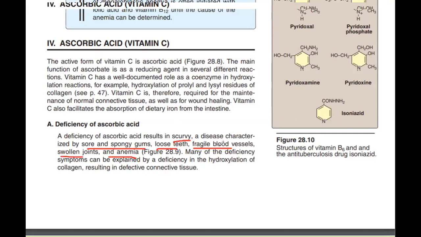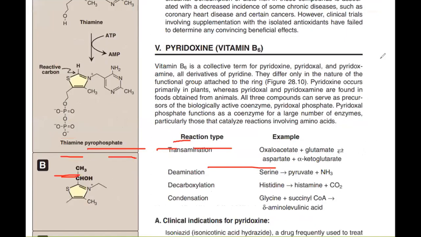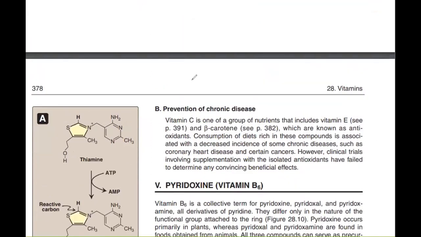So all of the things are the same, okay? And many of the deficiency symptoms can be explained by a deficiency in hydroxylation of collagen, okay? So they are telling you that there is a problem in the hydroxylation of collagen. That is why we are having these problems. I just explained to you how, okay? Resulting in defective connective tissue. Okay, so we have this prevention.